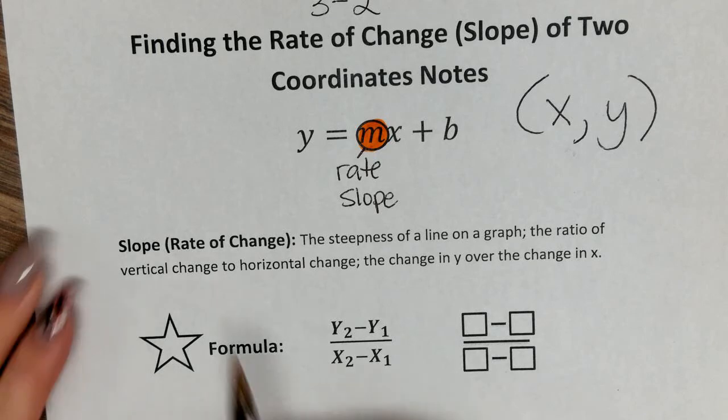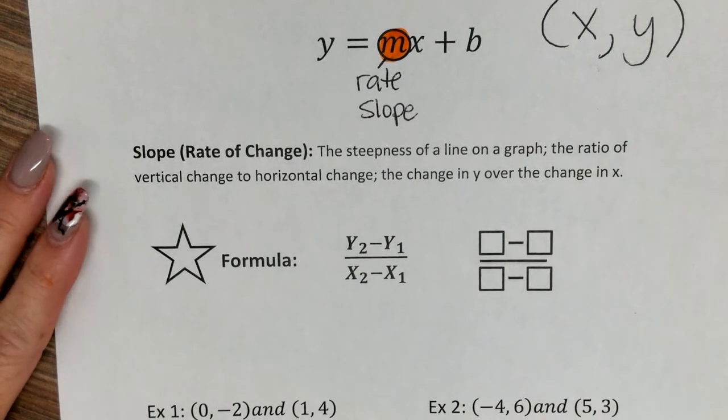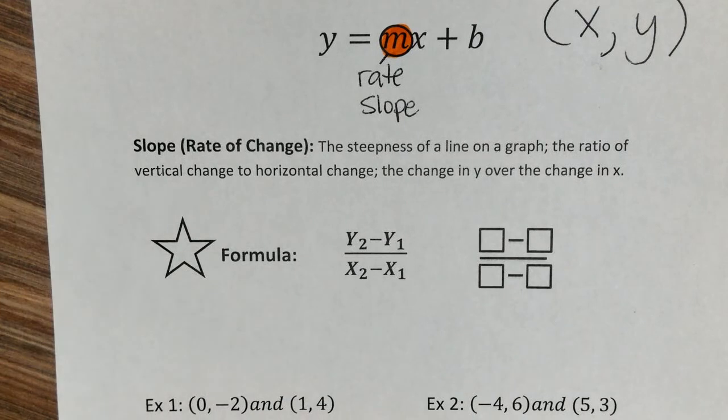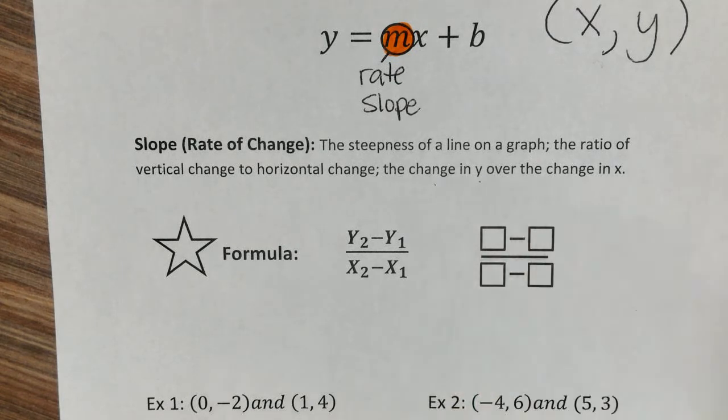Okay. So right here it says, what is slope? Slope is rate of change. It is the steepness of a line. It's the ratio of vertical change, that's your up and down change, over horizontal change, which is your left to right change. Okay? It's the change in y over the change in x.